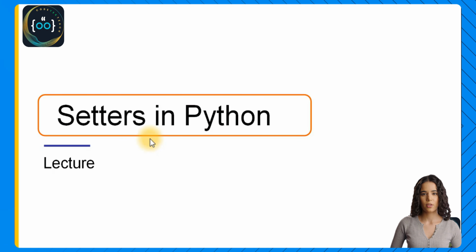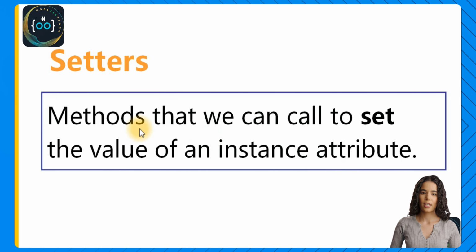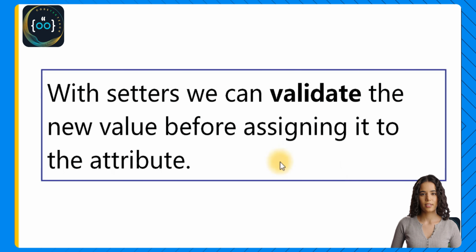Now that you know how to work with getters, let's see how you can define and call setters in Python. Setters are basically methods that we can call to set the value of an instance attribute. And what is the advantage of defining setters and using them instead of just changing the value directly? Well, with setters, we can validate the new value before actually assigning it to the attribute.